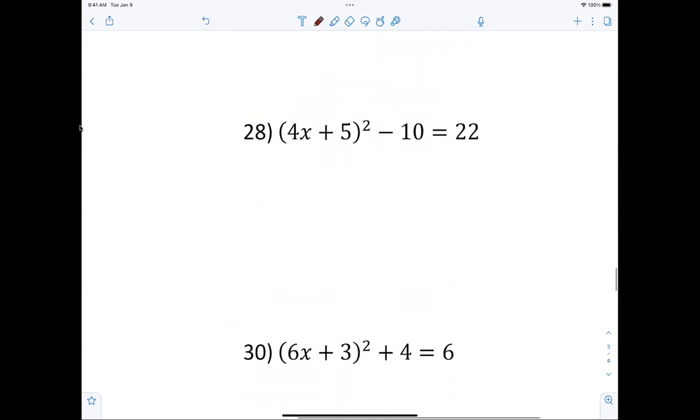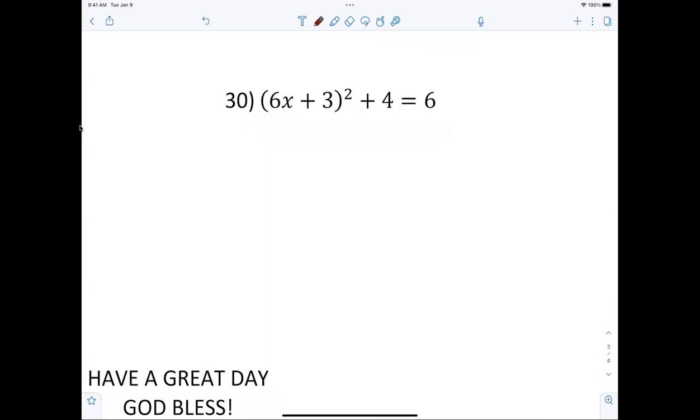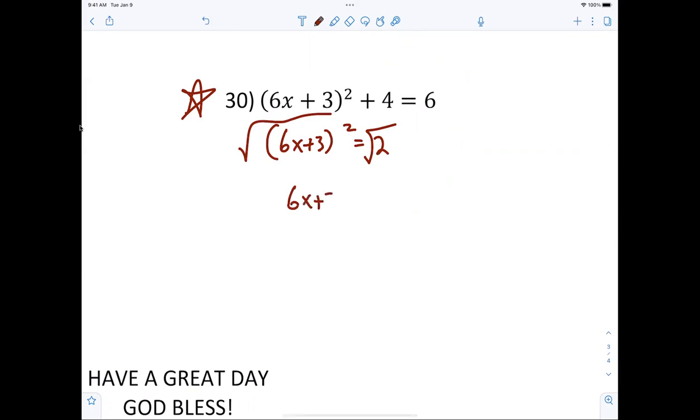All right, let's go down to, let's say, 30 now. 30 is about as hard as it can get. I subtract 4. 6x plus 3 squared equals 2. And now I have to do what? Not yet. That's correct. Take the square root. So now I have 6x plus 3 equals plus or minus the square root of 2.